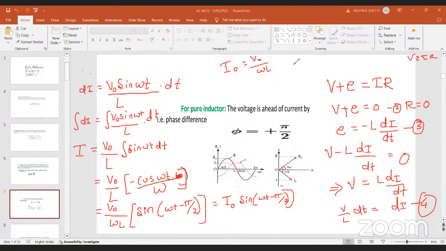Here, as we know, according to Ohm's law, I is equal to V divided by R. So V by R is taken as current.